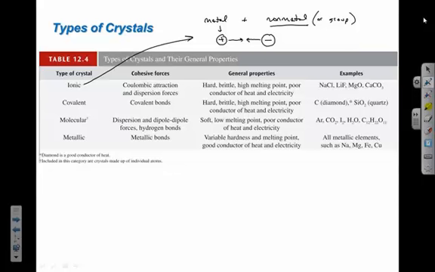Right, so if we were to think about how strong those attractions are, would we normally expect ionic substances to have higher or lower melting points than molecular solids?